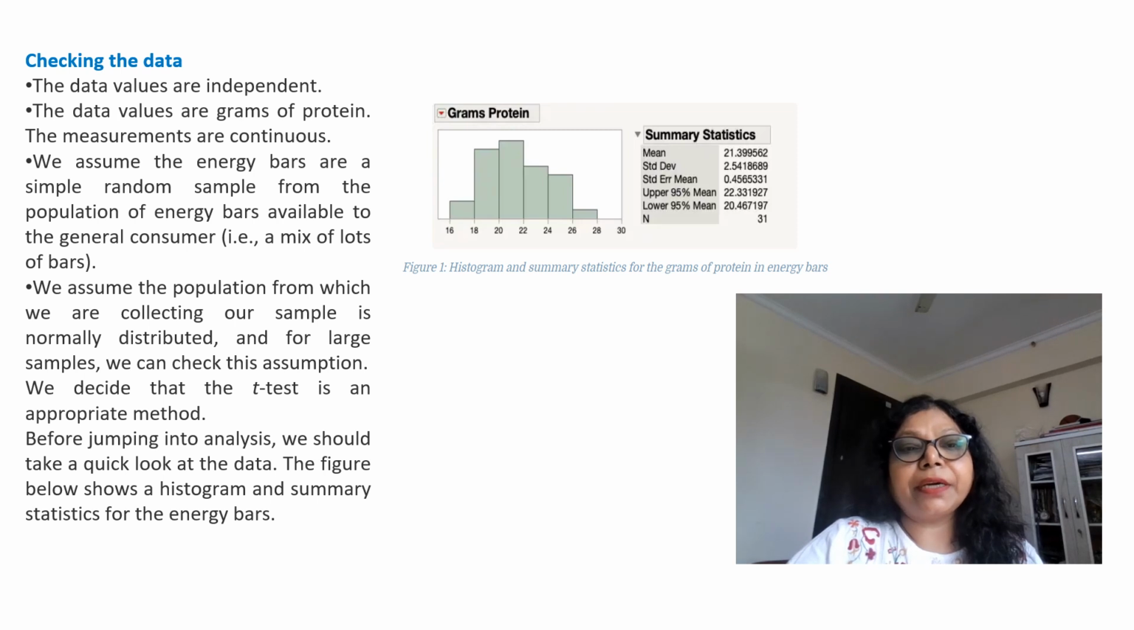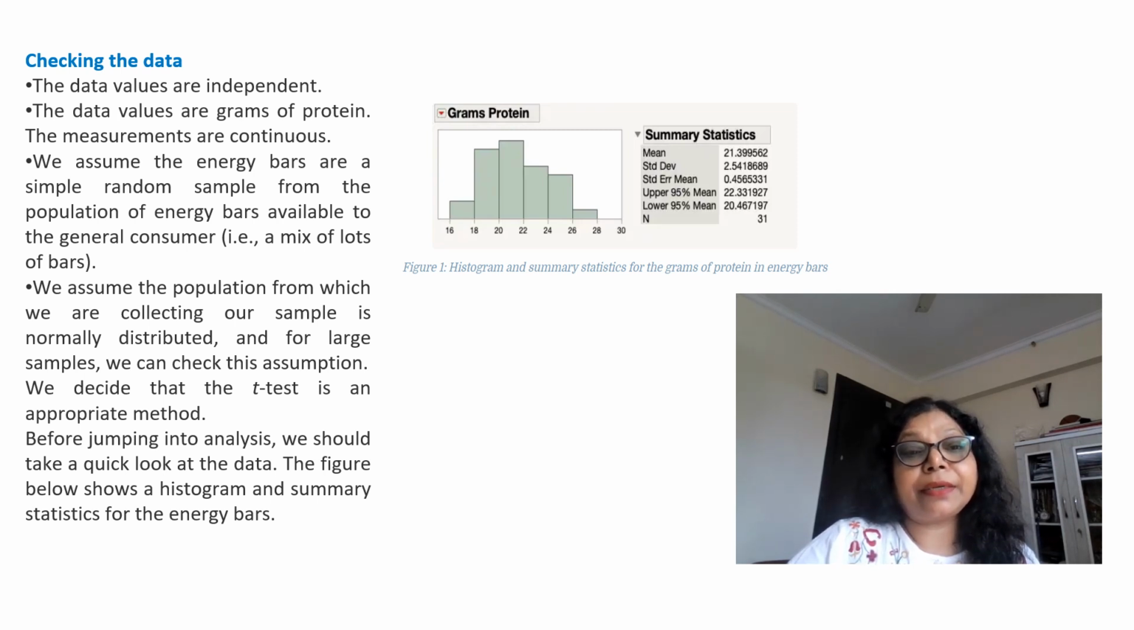So now let's check the data. The first question that needs to be answered is: is the t-test an appropriate method to test that the energy bars have 20 grams of protein? For this, we can do the checks for the test. First, the data values are independent. The grams of protein in one energy bar do not depend on the grams in any other energy bar. An example of dependent values would be if you collected energy bars from a single production lot. A sample from a single lot is representative of that lot, so not of energy bars in general. So here we can say that the data values are independent.